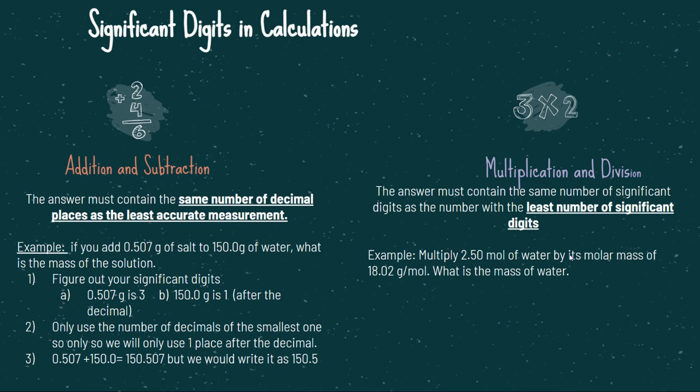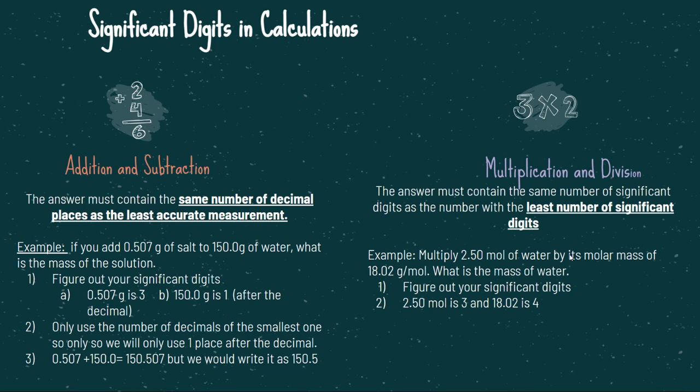If 2.50 moles of water is multiplied by its molar mass of 18.02 grams per mole, what is the mass of water? So we're going to multiply those two together. Step 1 is figuring out your significant digits. Now this one says we just count all the digits, which one has the lowest amount. 2.50 moles has 3 significant digits because we have 2, 5, and a 0. That 0 counts because there's a decimal.